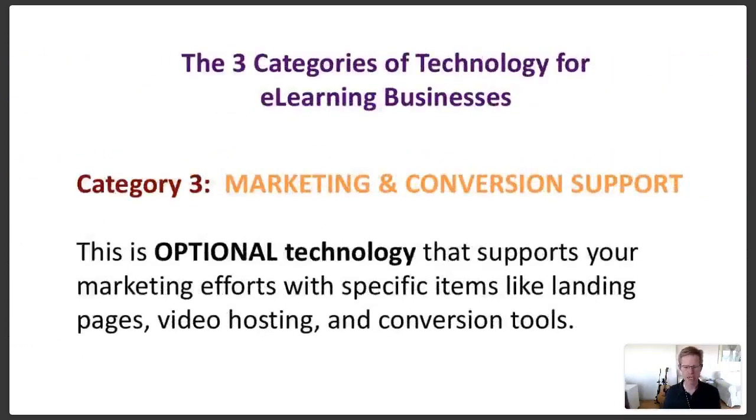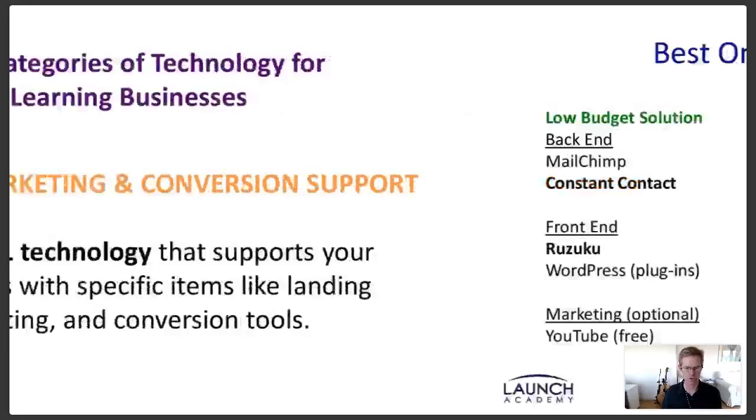And category 3, I consider an optional technology category, but I did want to mention it. It's what I call the marketing and conversion support technologies. There's a lot of businesses out there and technologies that support your marketing efforts with specific items like landing pages, more robust video hosting, conversion tools. Right now, those maybe don't mean anything to you, and that's fine. It's really just to help you be better at what you're doing, and they're completely optional early on until you're ready to add them on. You don't need them in the early stages to have a great result for your course and for your students.